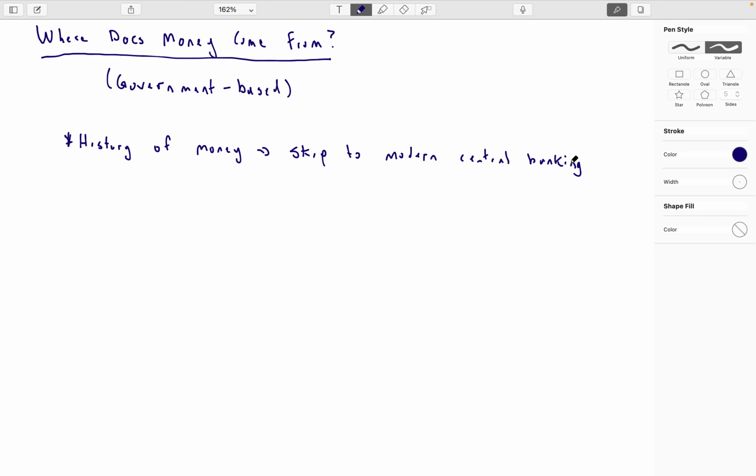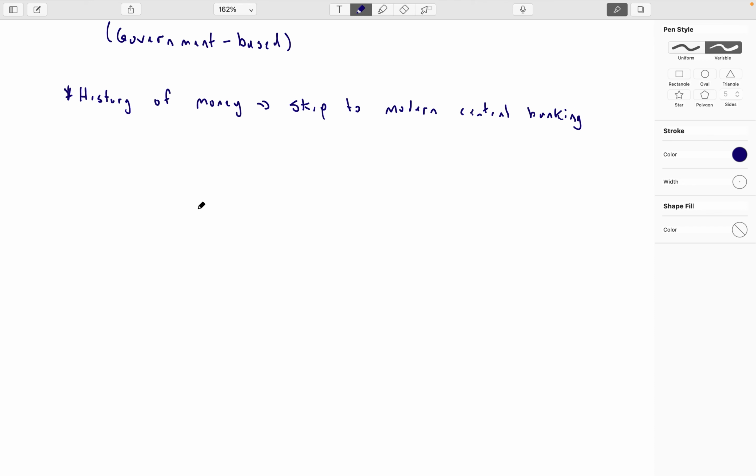It's important to note that currency itself didn't skip to modern central banking. When modern central banking came into existence, it came slowly. It evolved, and there was currency that already existed. So it didn't have to create brand new currency from scratch. It just took over the rules in terms of where money comes from in a system that already had money in it.